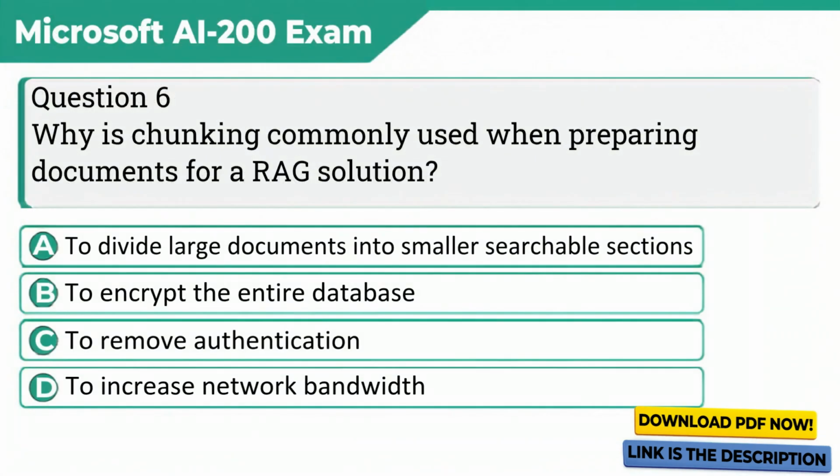Question 6. Why is chunking commonly used when preparing documents for a RAG solution? A. To divide large documents into smaller, searchable sections. B. To encrypt the entire database. C. To remove authentication. D. To increase network bandwidth.